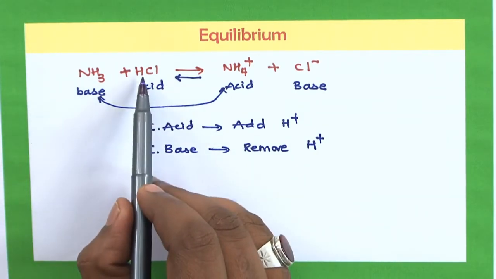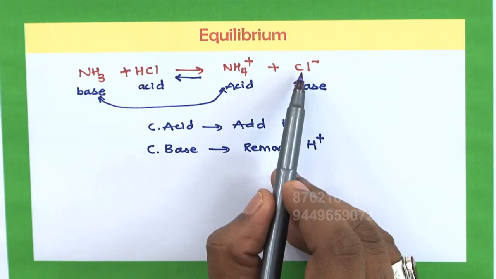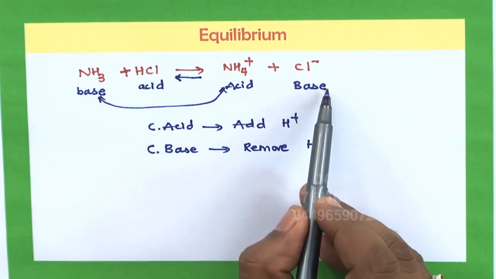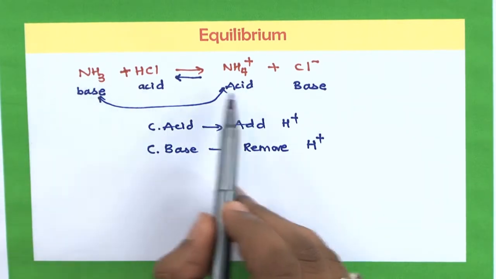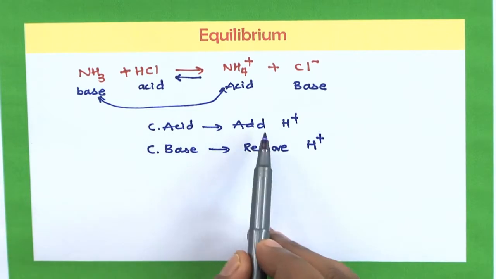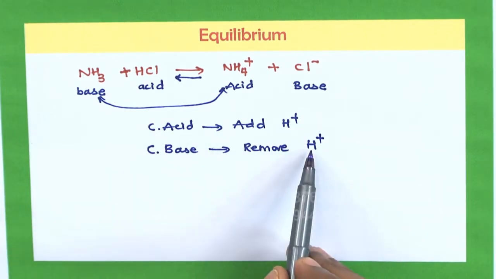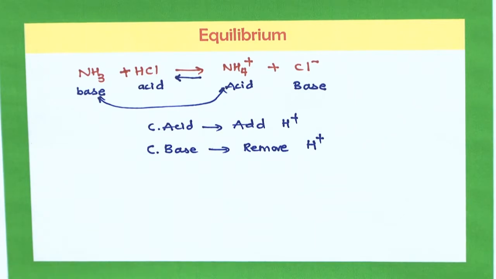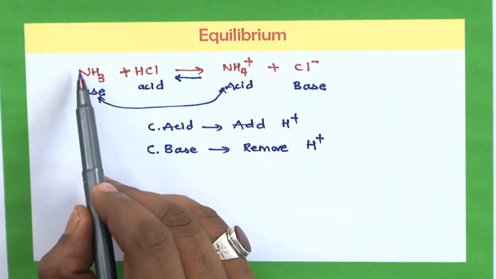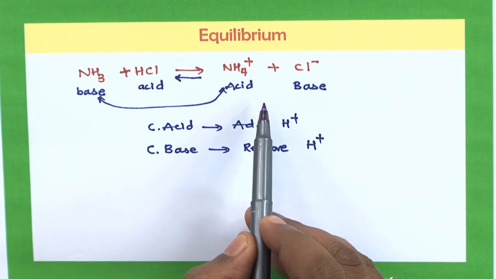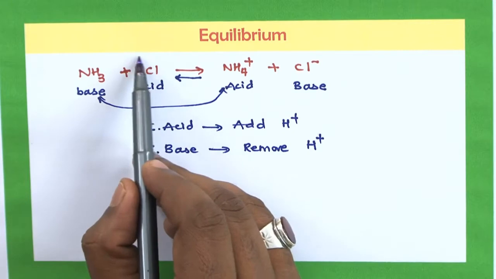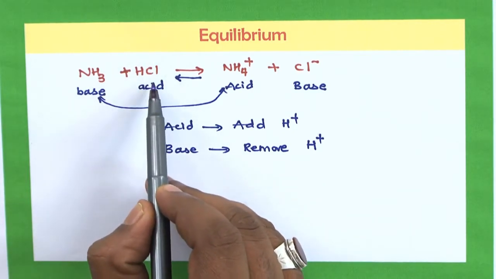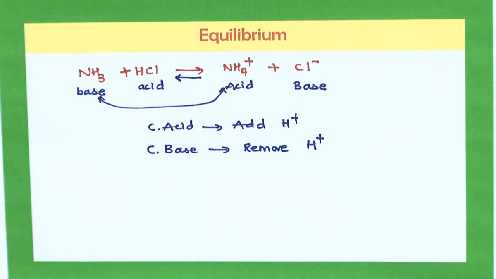Let's look at this. HCl, the conjugate base of HCl is Cl minus. That is, after removing a proton, you get the conjugate base. Ammonia is a base, NH4 plus is its conjugate acid. So if you add a proton, you will get a conjugate acid. Conjugate acid, you add a proton. Conjugate base, you remove a proton. Another thing you should remember is, if the base is weak, then its conjugate acid will be strong. If the acid is strong, then its conjugate base will be weak. For example, HCl is a strong acid, so Cl minus will be weaker in nature. Stronger the acid, weaker will be its conjugate base.